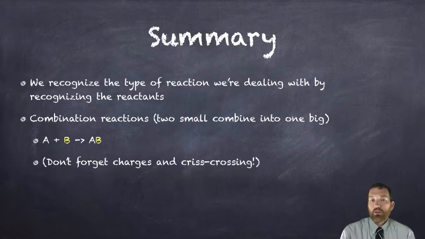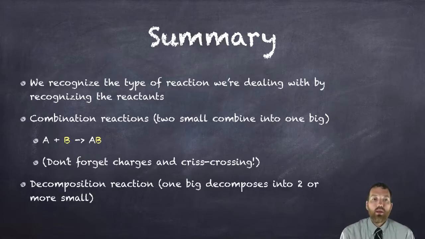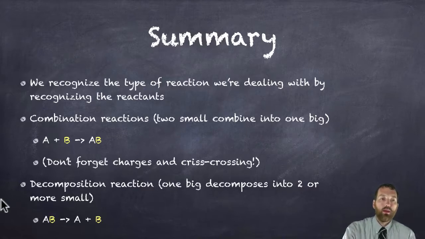Don't forget charges and crisscrossing or else you'll get the problem wrong. Your product needs to be correct, and that will only happen by writing the combining first, then writing the charges, and then crisscrossing, and then balancing. A decomposition reaction, you will recognize that by only having one big thing, one big reactant, decomposing into two or more small products. So they'll look something like this. AB on the left decomposes to make A plus B.